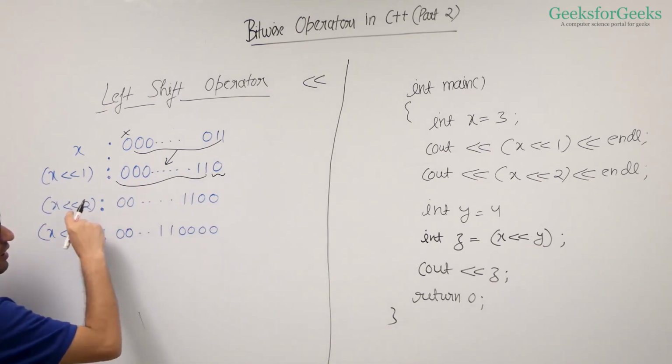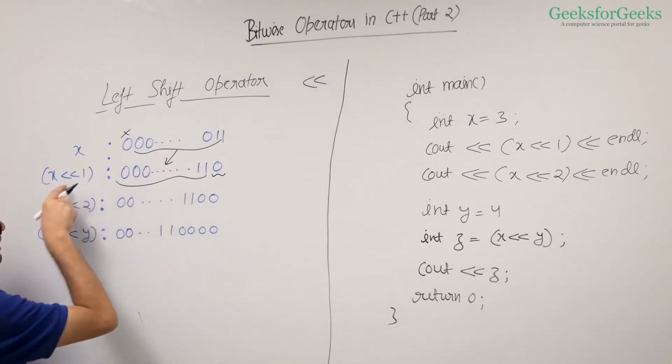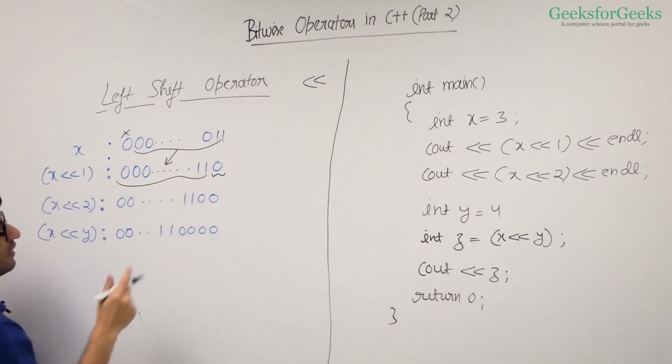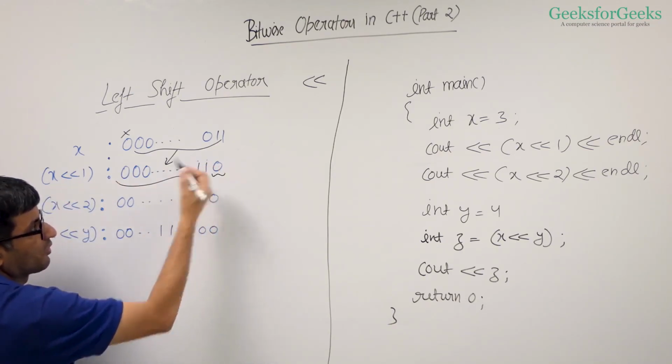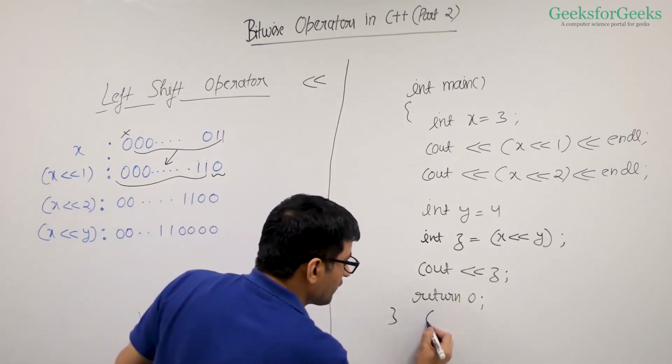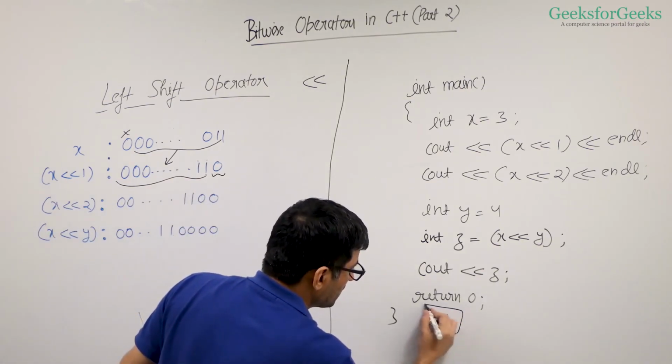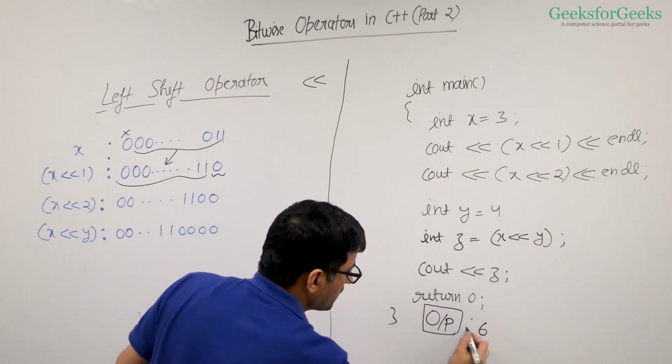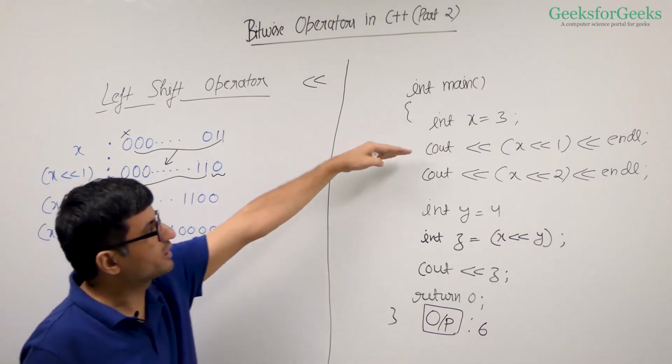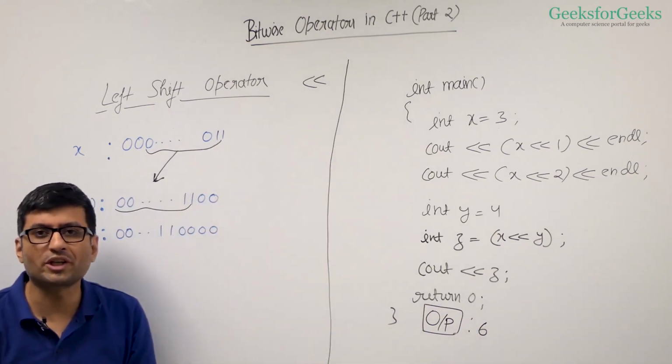So what is the decimal value of this number that we got after shifting by 1? It's 2 plus 4, 6. So the first line of output in this program is 6. This line produces 6. Let us now talk about shifting by 2.